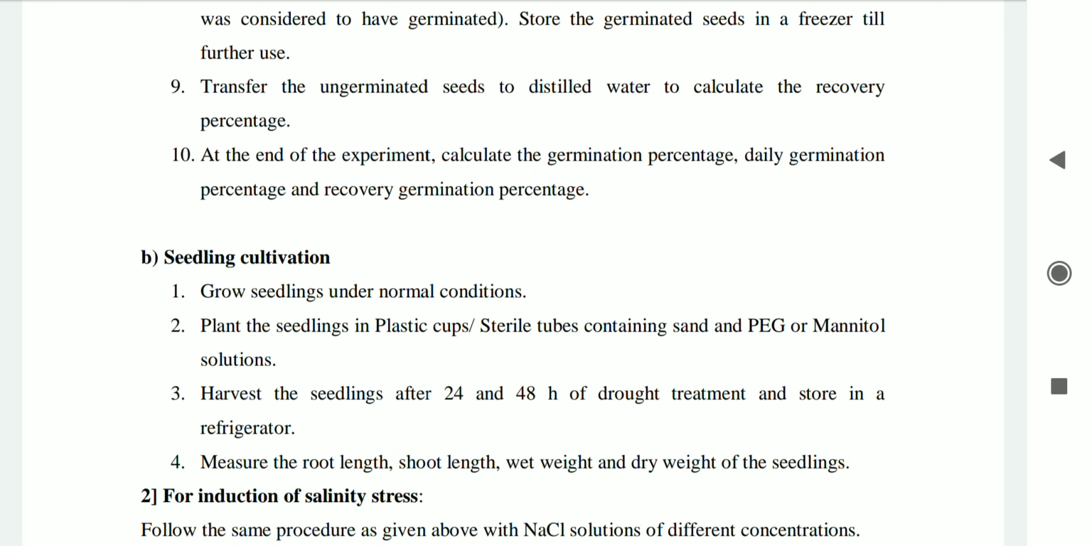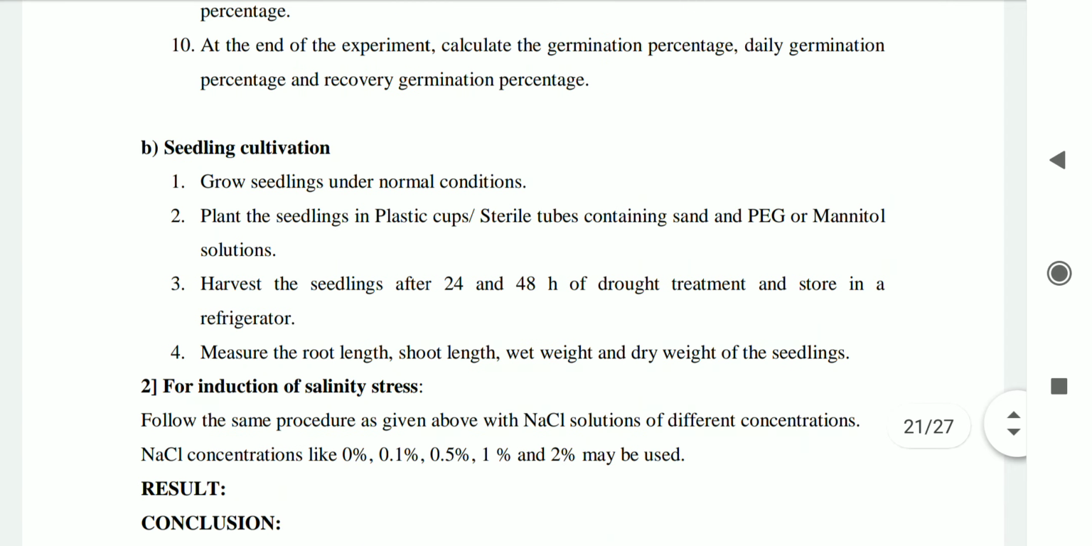After the 7 days, you have to do one more step, that is seedling cultivation. You have to plant these seeds in sand or soil in plastic cups or paper cups for 24 to 48 hours. You can water them with the particular solution. If you are testing drought conditions, you will use PEG or mannitol, or if you are testing highly saline conditions, you have to give them different concentrations of salt.